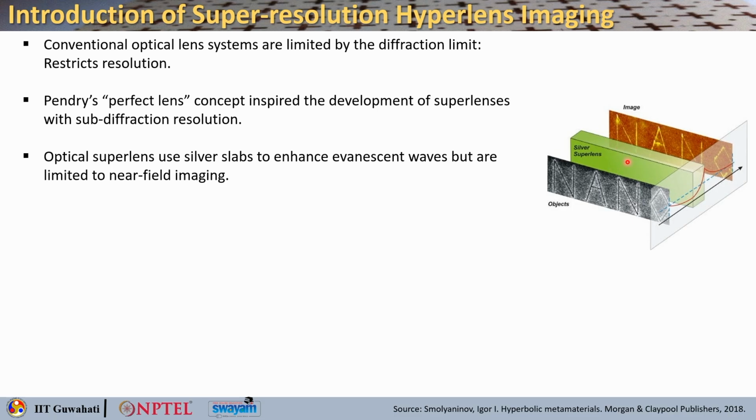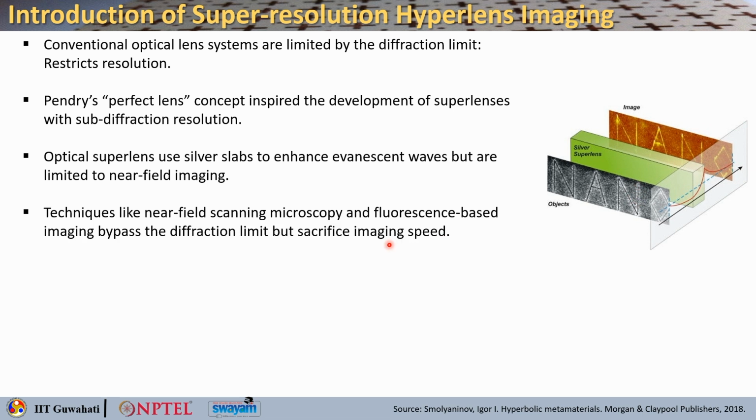Instead of the negative refractive index material, they used a silver super lens which has a negative permittivity. This allowed to enhance the decaying evanescent field, and that evanescent field had the information which was captured. Techniques like near field scanning microscopy and fluorescence based imaging could bypass the diffraction limit that we have already discussed, but they sacrifice the imaging speed. So, you need lens based projection imaging to ensure that it is used for high speed applications.